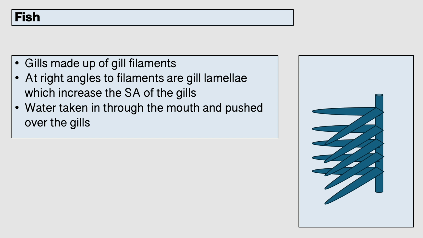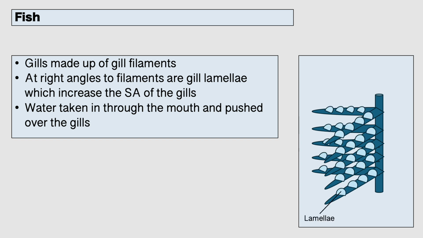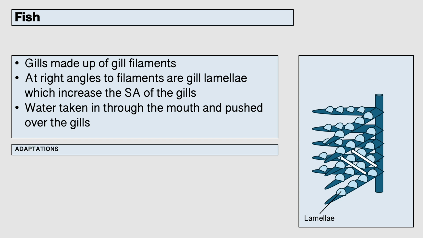Fish have gills, and you can see a diagram of a gill on the screen there. Each gill is made of gill filaments, so each one of those is a gill filament, and on these filaments are lamellae. The lamellae are at right angles to the filaments, as you can see here. Water is taken in through the mouth and pushed over the gills in the direction you can see on the diagram, so at a right angle to the filaments.